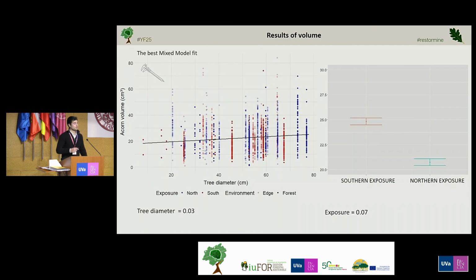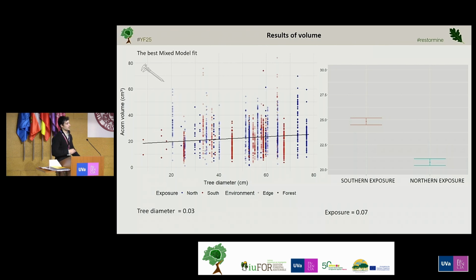The second part of my results is about volume, and the best mixed model fit was a linear model, and we saw a significant influence of tree diameter and of exposure. Again, there is an increase in acorn volume as the tree diameter increases, and in the southern exposure the acorn volume is higher than in the northern one. This means that thicker trees produce larger acorns, and the southern exposure produces larger acorns too. And this can affect the natural forest regeneration.